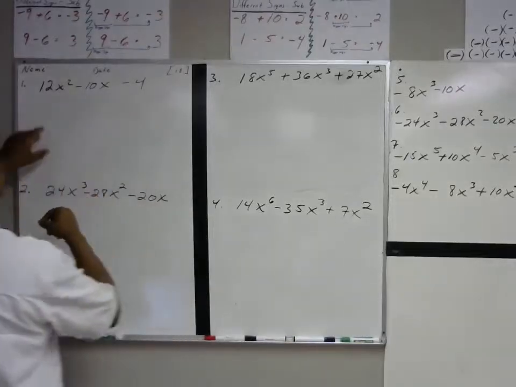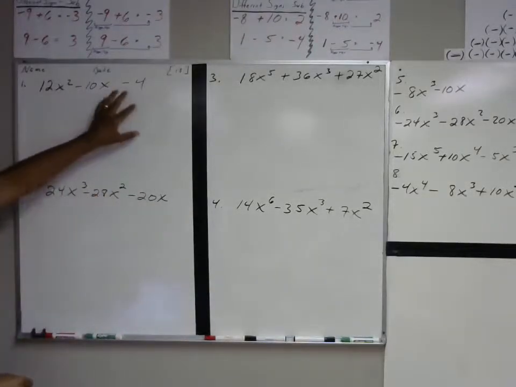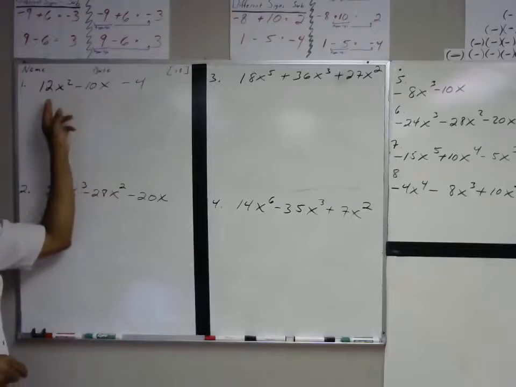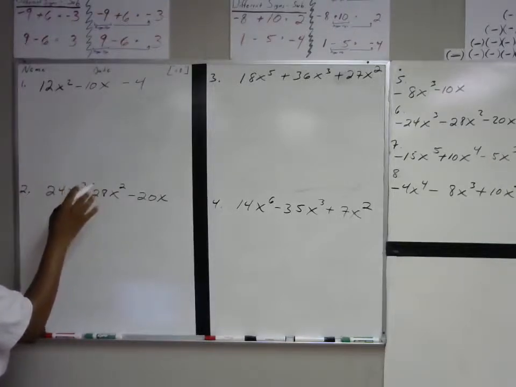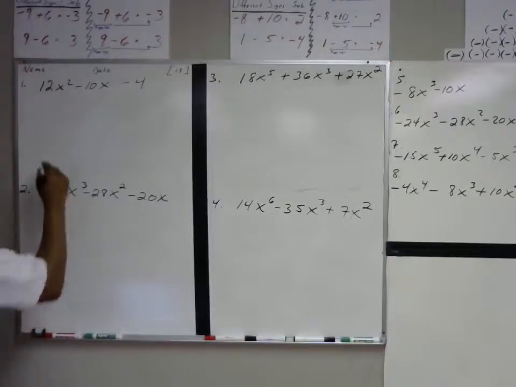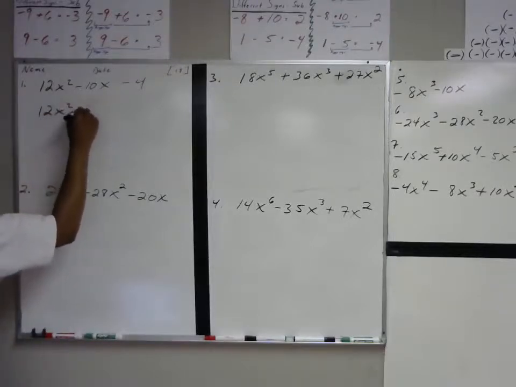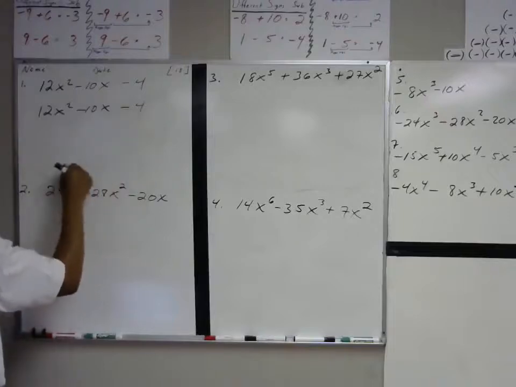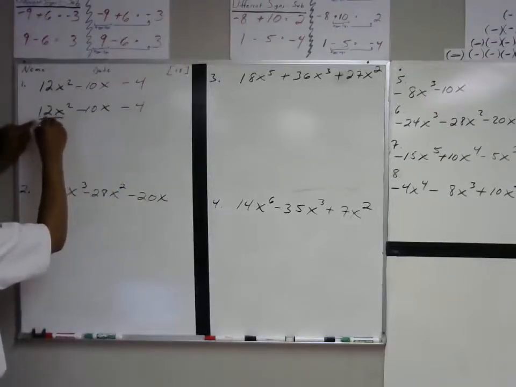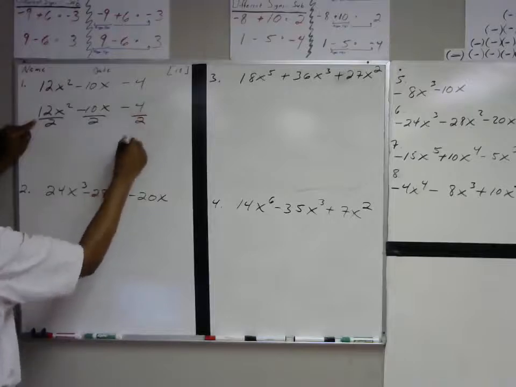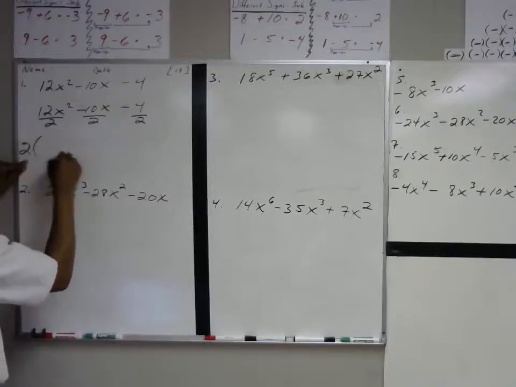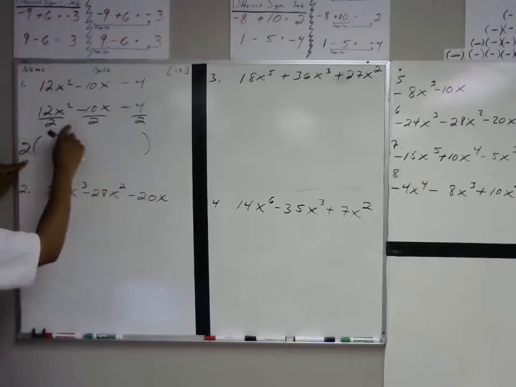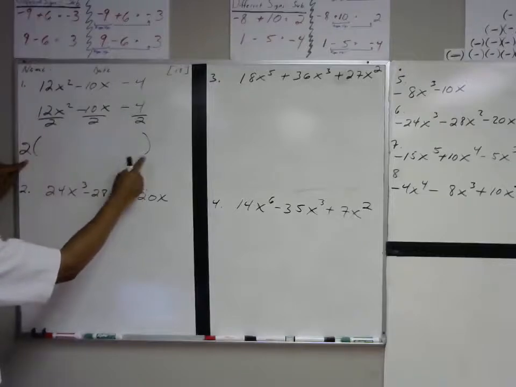Okay, so I have 12x squared minus 10x minus 4. The greatest number that can be divided into 12, 10, and 4 would be 2. So, I think I will preserve the integrity of the original problem. So we'll write 12x squared minus 10x minus 4. And the greatest common factor of all these would be 2. So we'll divide them all by 2. Then the greatest common factor, we'll put it here as well with a parenthesis. And then we'll simplify each of these terms here to find out what it used to be before multiplication.